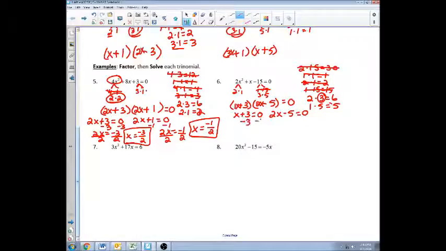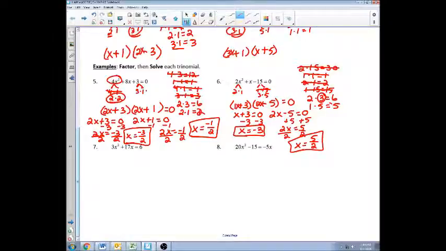Subtract 3, x would equal negative 3. Add 5, 2x would equal 5. I need to divide by 2, x would equal 5 over 2. So I am good. All right. Moving on to number 7.